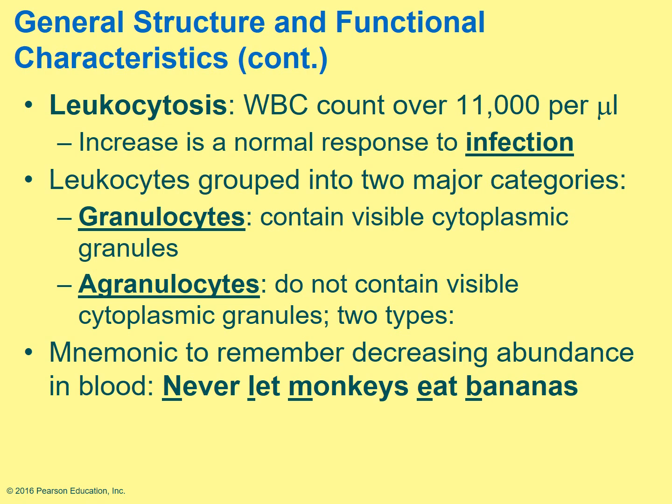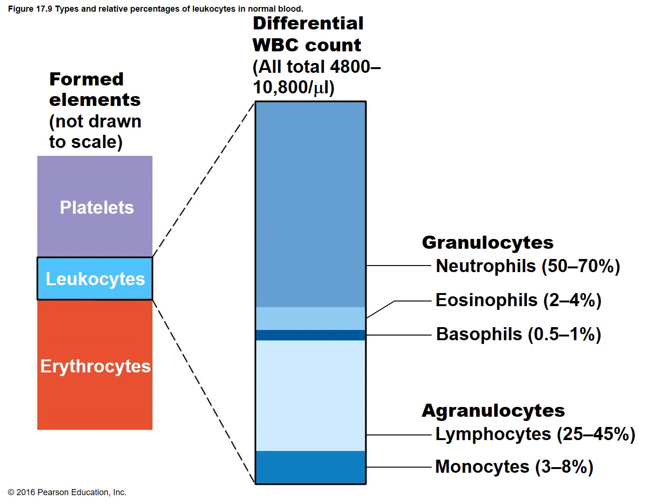In terms of the abundance of them, the order of the 5 different types of white blood cells and their normal concentrations. Some people use the phrase, never let monkeys eat bananas. And that's going to give you the phrase for never let monkeys eat bananas, the neutrophils, lymphocytes, monocytes, eosinophils, and basophils.